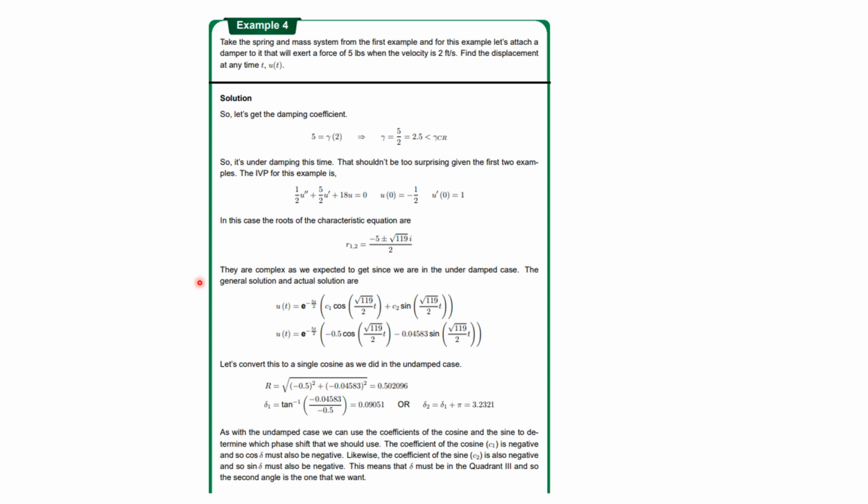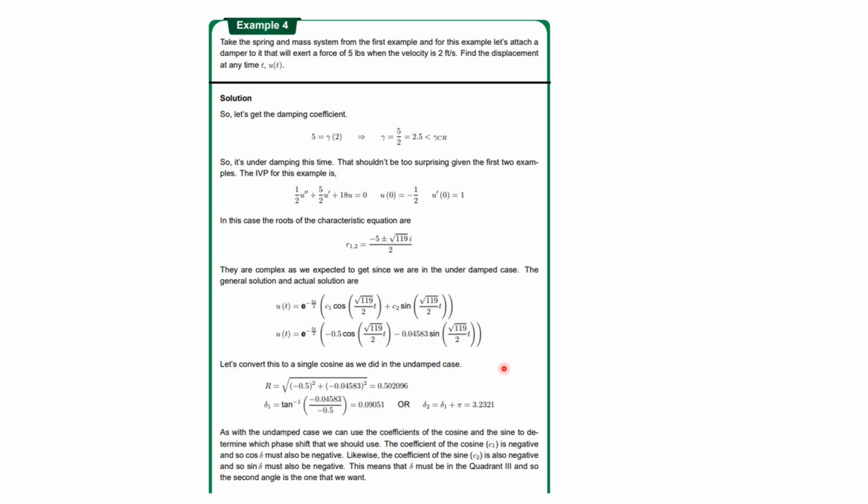These are complex roots as we expected, and that's going to cause an oscillation. So the general solution is u of t is equal to e to the minus 5/2 t times c1 cosine of square root of 119 over 2 t plus c2 sine of square root of 119 over 2 t. And if you plug in the initial values, and I encourage you to do this calculation, you will get that c1 is minus 1/2, and c2 is this number, which is rounded off.